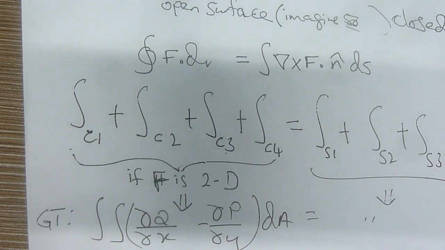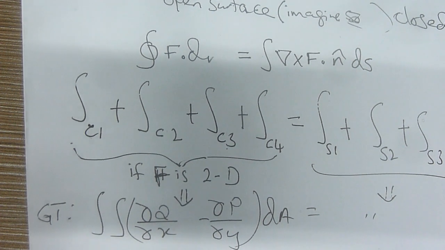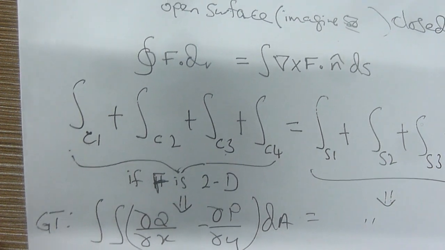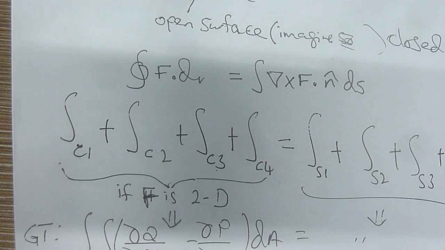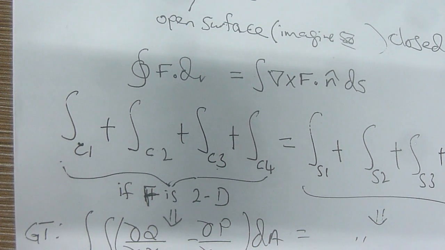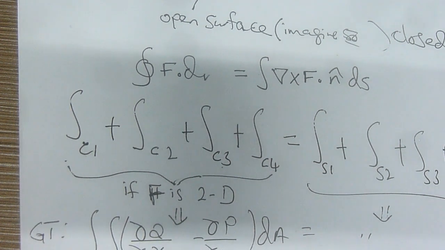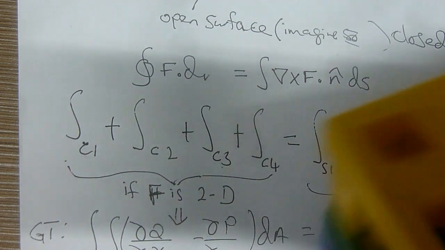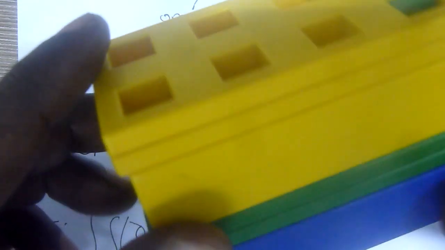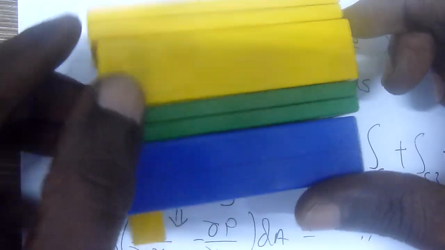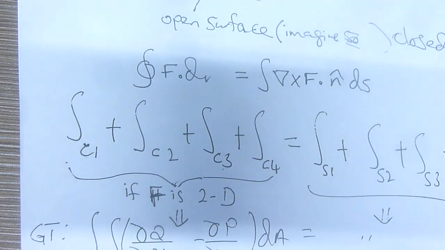The first question is, why are we using Stokes' theorem? What is the usage of Stokes' theorem? Maybe let me explain this. Can you see this object? Let's say this object is here. Is it too big for you to see? Maybe I'll just remove one or two and make it a little bit smaller.